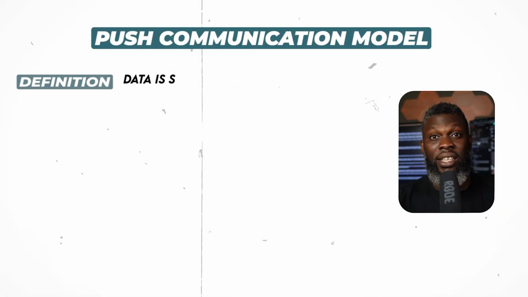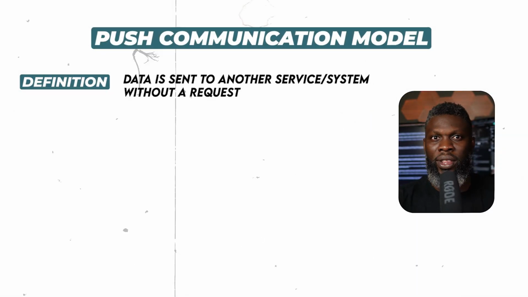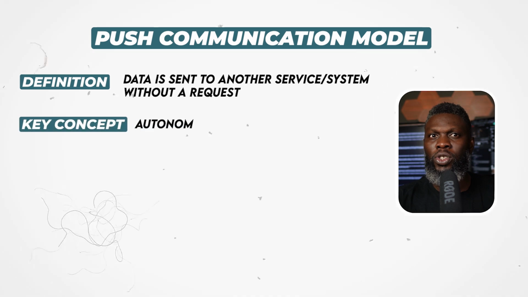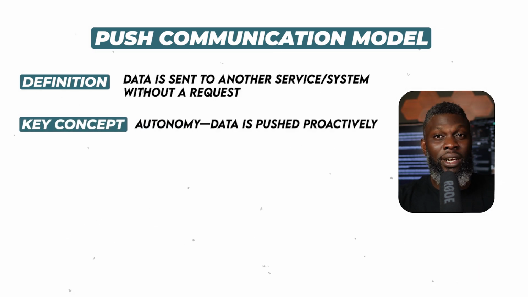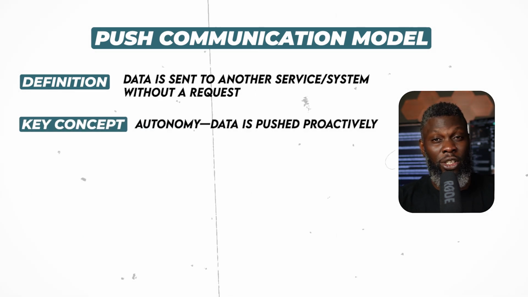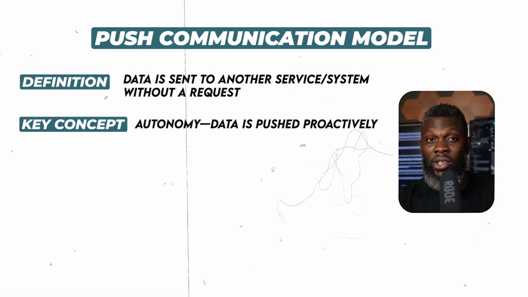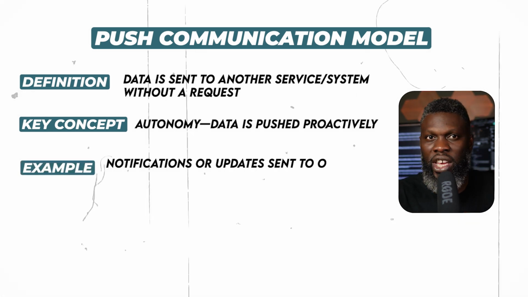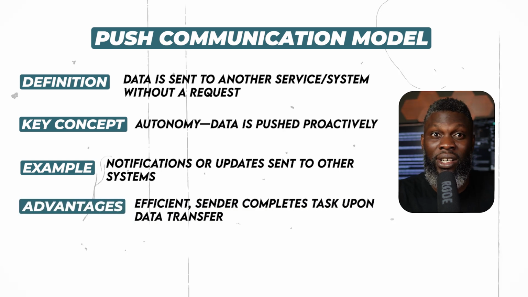In the push model, data is sent to another service or system without the system requesting it. This is what we call autonomy. You send the data and it becomes the responsibility of the recipient to process it, store it, or act on it. A great example is when you send notifications or updates from one system to another. You are not waiting for them to ask for the data, you are proactively pushing it their way. The beauty of this approach is that once the data is sent, the sender is done with its job. It's up to the receiver to do whatever they need to do with that information. This can be extremely efficient, but then there are some downsides.